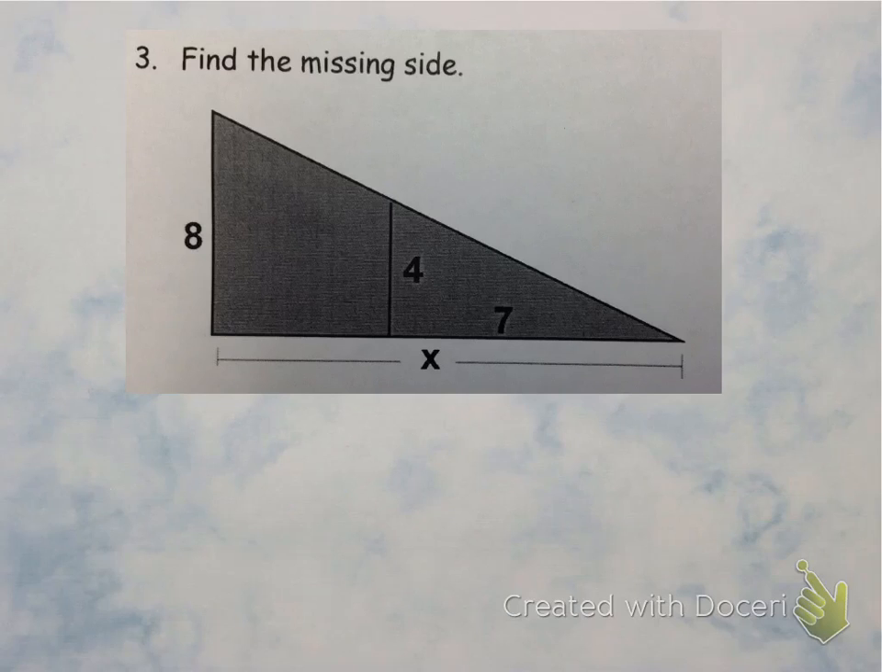I would like you to look at this one. This one looks a little different. This one has a triangle inside a triangle. So if we look at our long side on our big triangle, that's going to be this 8. Our little triangle is right here. So our little triangle's long side is this 4 right here.